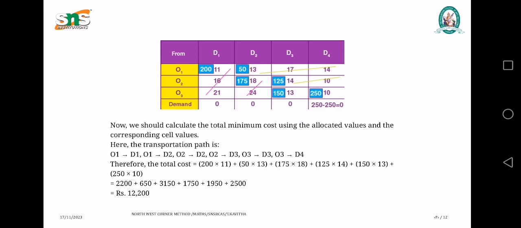Next, we calculate the total minimum cost using the allocated values and the corresponding cell values. Here the transportation path is O1 to D1, O1 to D2, O2 to D2, O2 to D3, O3 to D3, O3 to D4. Therefore, the total cost is 200 into 11 plus 50 into 13, 175 into 18, 125 into 14, 150 into 13, 250 into 10. Adding all these products, we get the value 12,200. This is the transportation cost value for this problem, 12,200.